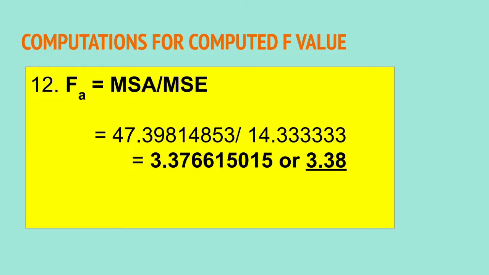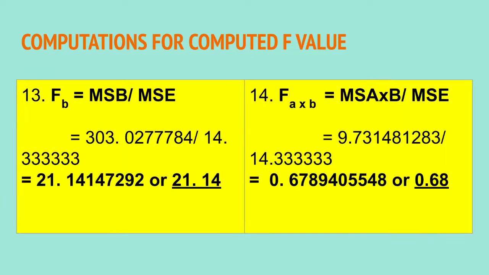To get the computed F value of factor A, we will simply divide the A mean square by the error mean square. We have already computed these values, so for the A mean square, we have 47.39814453, and then divide that by the error mean square, that is 14.333333, and we will be getting the value of 3.376615015. If we round that up to the hundredths, the final answer would be 3.38.